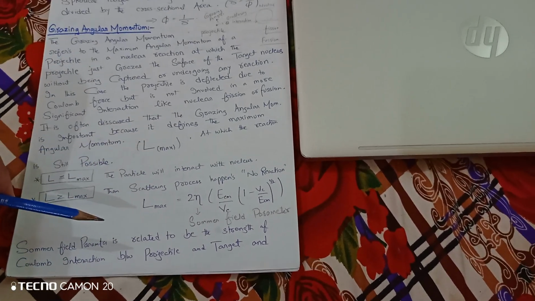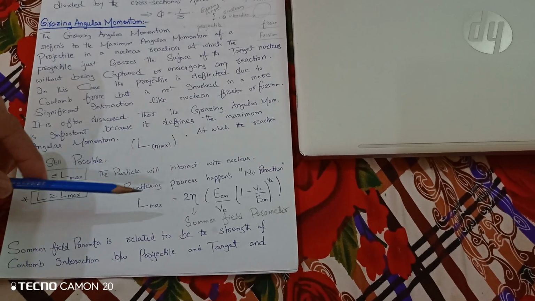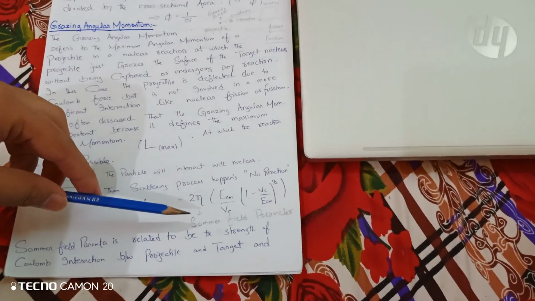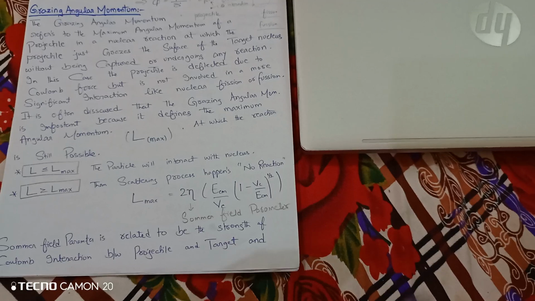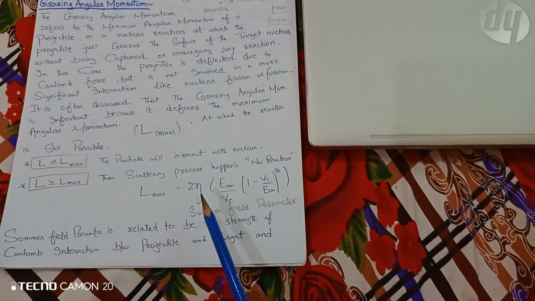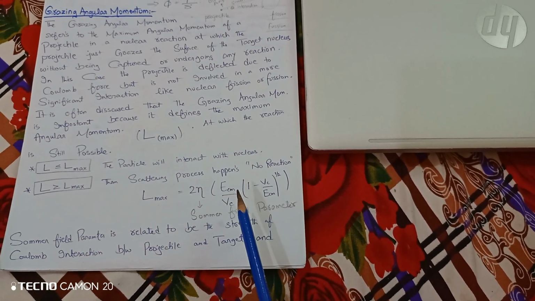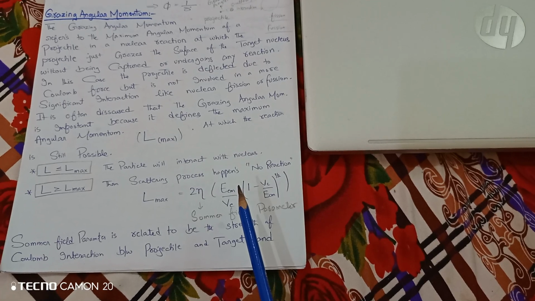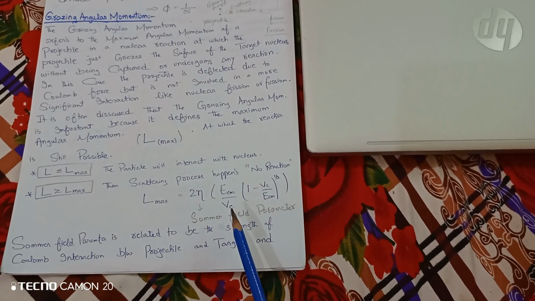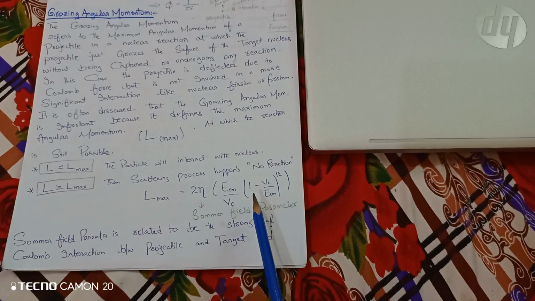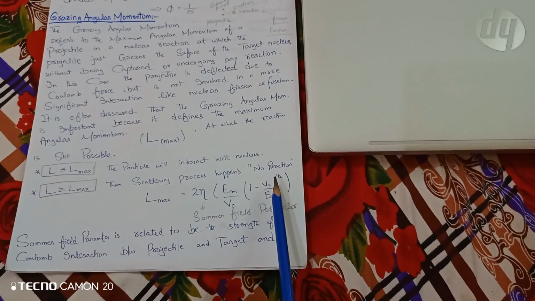And the formula for the maximum grazing angle is this: 2 eta, where eta is the Sommerfeld parameter, multiplied by ECM. What is ECM? ECM is the center of mass energy divided by VC, which is the Coulomb energy, multiplied by (1 minus VC by ECM) to the power 1 by 2.